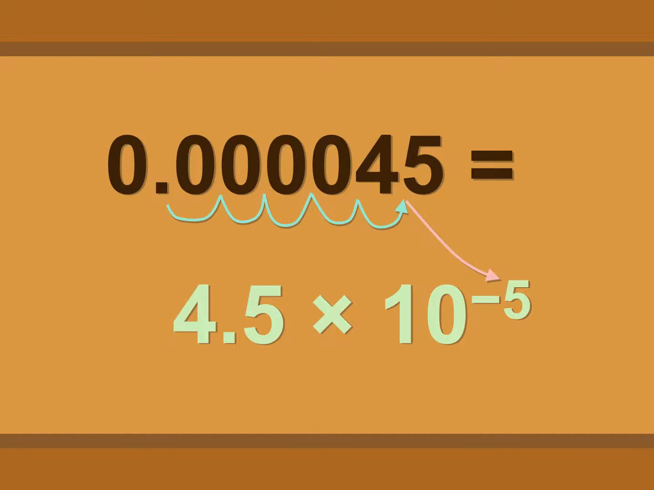This time we have a negative exponent, and the reason why is because if we were to reverse this, when we multiplied by 10 to the negative 5, we would want our number to get smaller, because that was the number that we started with.